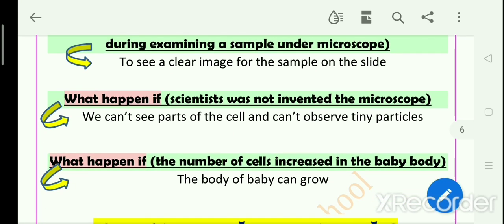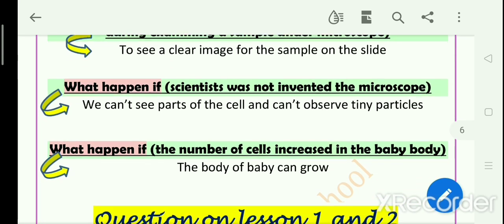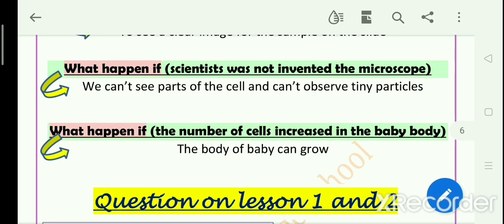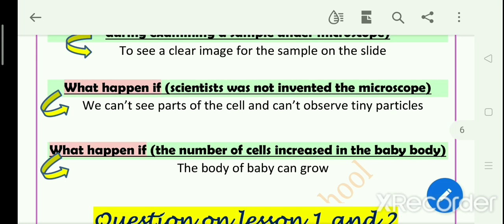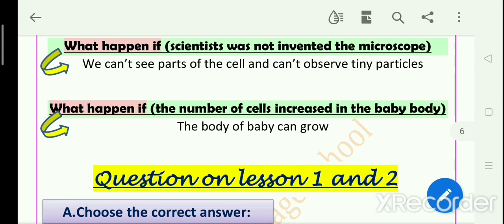What would happen, Junior 6, if scientists had not invented the microscope? We can't see the cell at this time? No, we can't see parts of the cell and can't observe tiny particles, because cells are very tiny and we can't observe them with the naked eye, so we need a microscope.